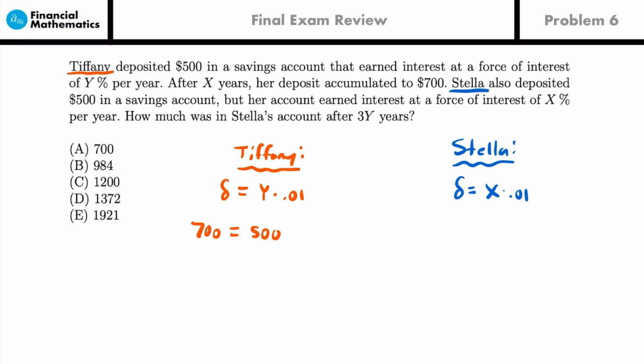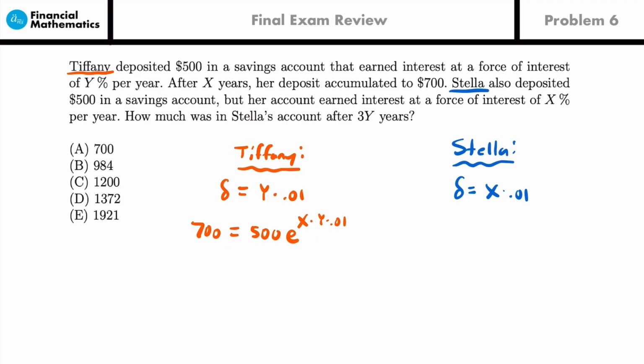So the accumulation factor for a constant force of interest is just e raised to the power of the number of years multiplied by that force of interest. So we have x years. So we have e to the power of x multiplied by the force of interest, which is y times 0.01. Okay, so that's our equation for Tiffany.